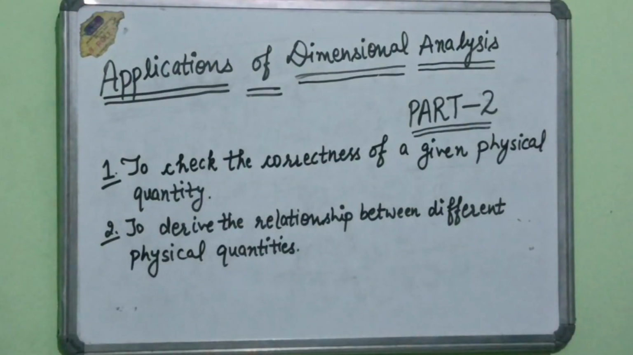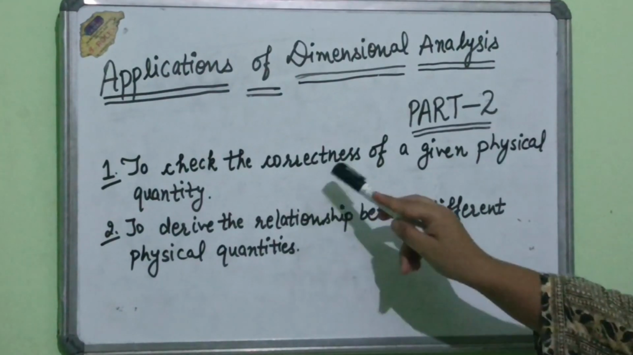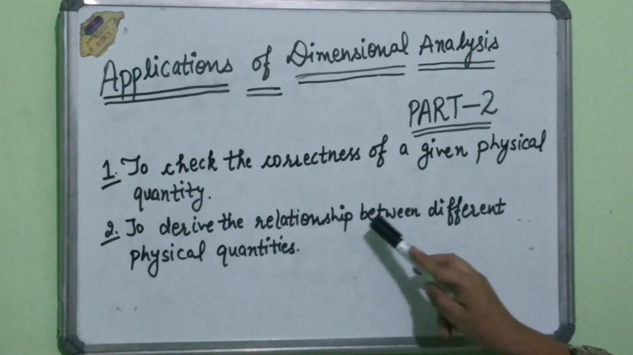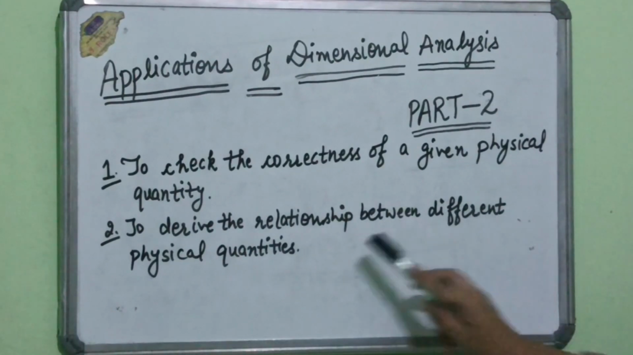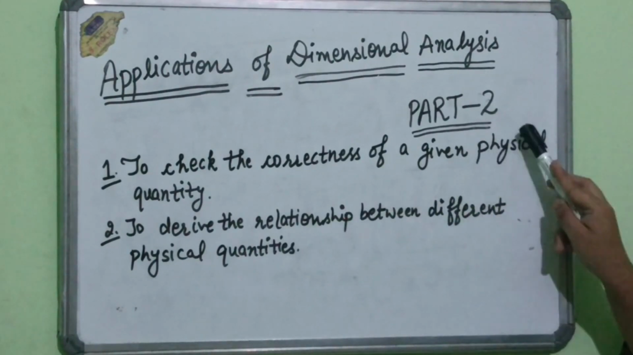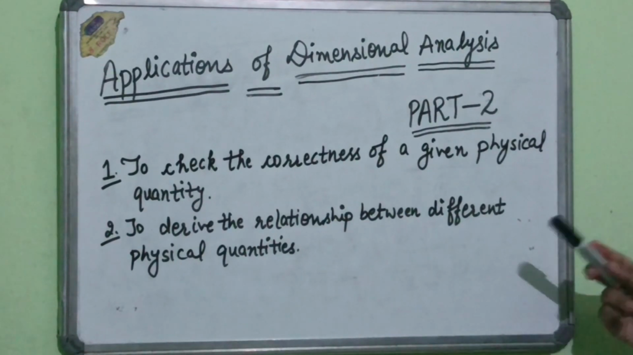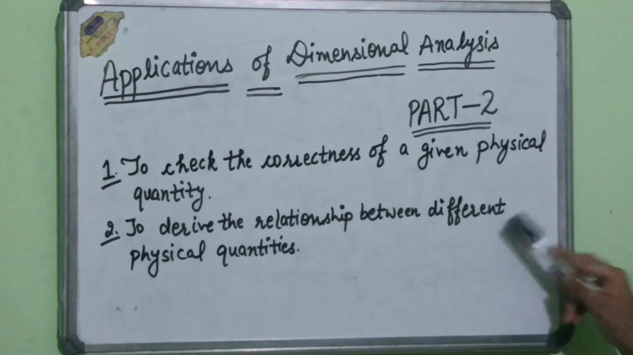In the last class, we talked about two applications of dimensional analysis. First is to check the correctness of a given physical equation, and second is to derive the relationship between different physical quantities. We saw many examples related to these applications. Let's see some more examples related to the second application.